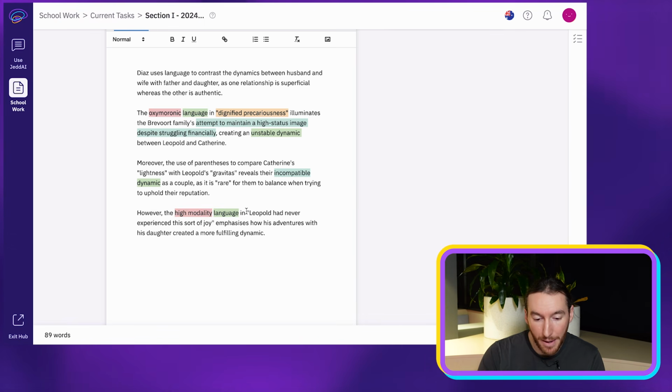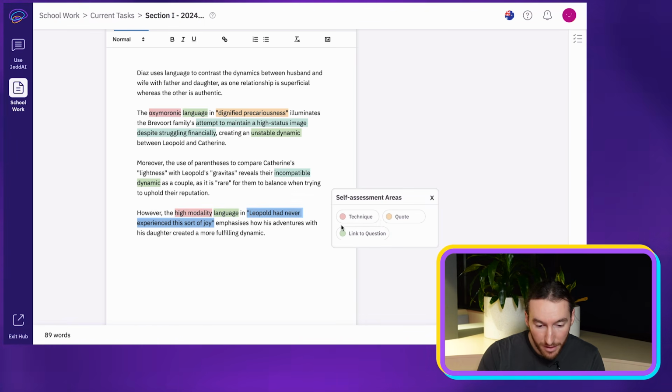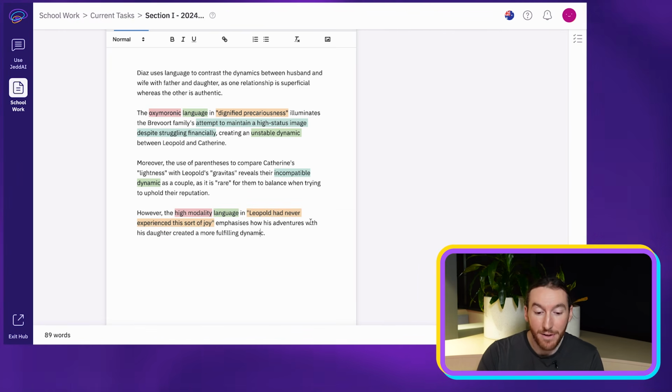And we say the high modality language in, then we have the quote, "Leopold had never experienced this sort of joy," emphasizes how his adventures with his daughter, because it had just previously, and have a look at the sentence before it to get context, it had previously said that they were marveling at all the wonders of the world, looking at the sky, the moon. Great. So from that, I pulled out adventures or experiences, you could say, in nature or just kind of playfulness. That created a more fulfilling dynamic. Great. That's all you need to say, because you've said what created the dynamic, what is the dynamic, and what he got from it. It's a more fulfilling one. It's a clear comparison there.